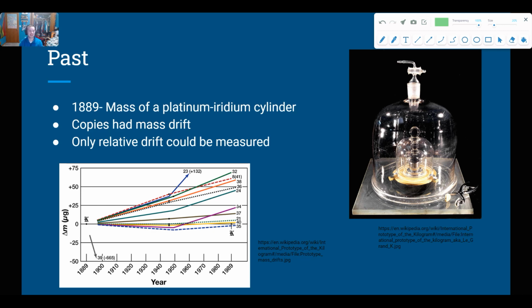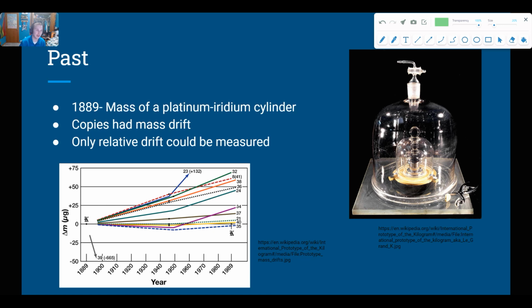But it turns out that this created a lot of problems, to say the least. The first of which is that copies of the prototype had mass drift. There's the main prototype, the platinum iridium bar, and it's stored in a vault in Paris, France. So how do we create an actual measurement device, like a scale that can measure a kilogram, if this is the one true kilogram that's stored in France?